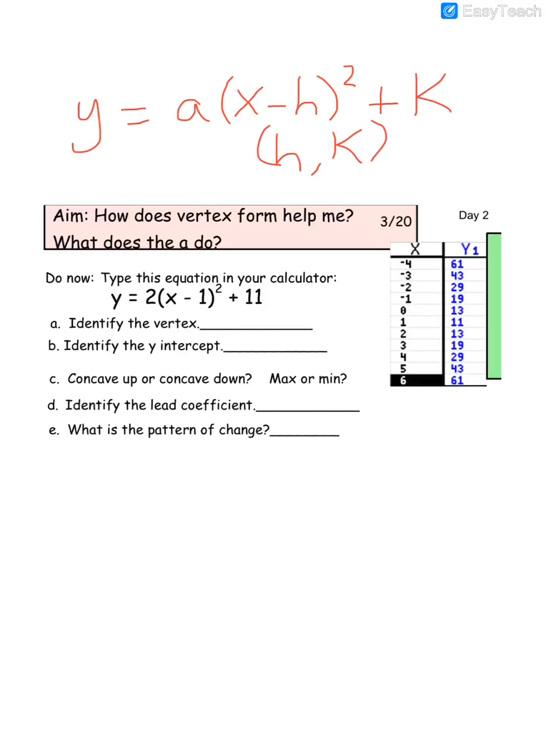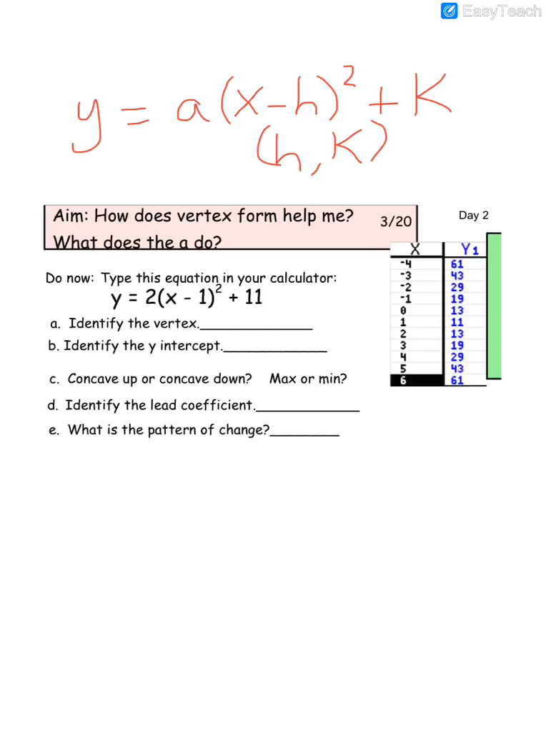h comma k is the vertex. So if you look at this, it says to type this into your calculator, and it's actually already written in vertex form. So I'm going to do that. I'm going to plug it in exactly in my calculator as I see. So I have 2 parentheses x minus 1 close parentheses squared plus 11. And I'm going to generate a table. And you can see the table to my right over here. I'm just going to scroll down so I could see a little bit better.